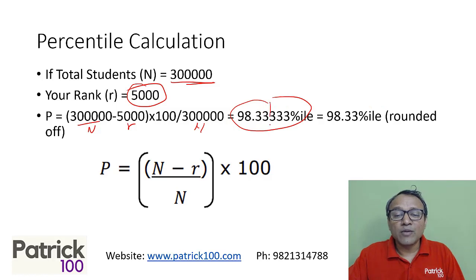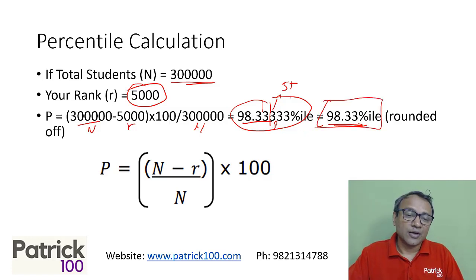They round off whatever the next digit is. If the digit is more than 5, it will become 98.34. If it is less than 5, it becomes 98.33. So you get 98.33 percentile rounded off. And that's how your percentile is calculated.